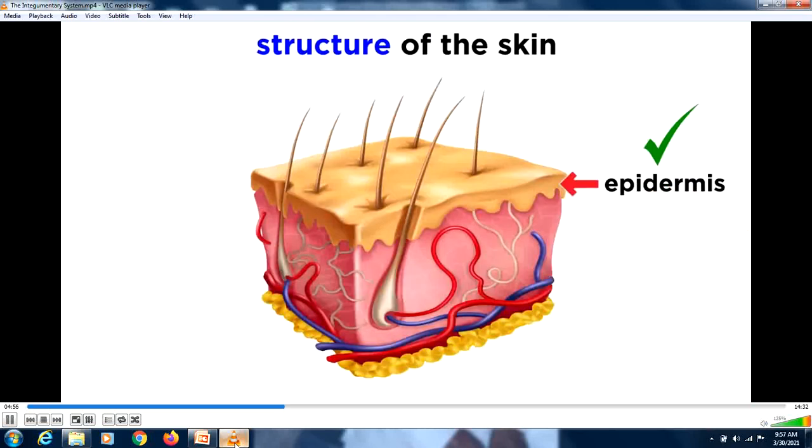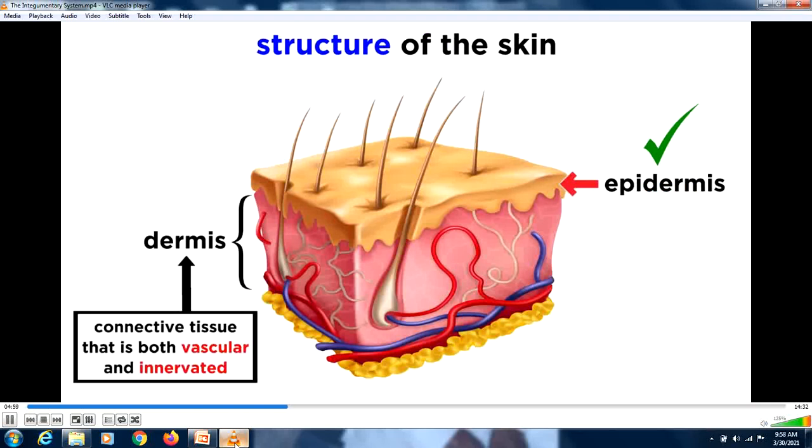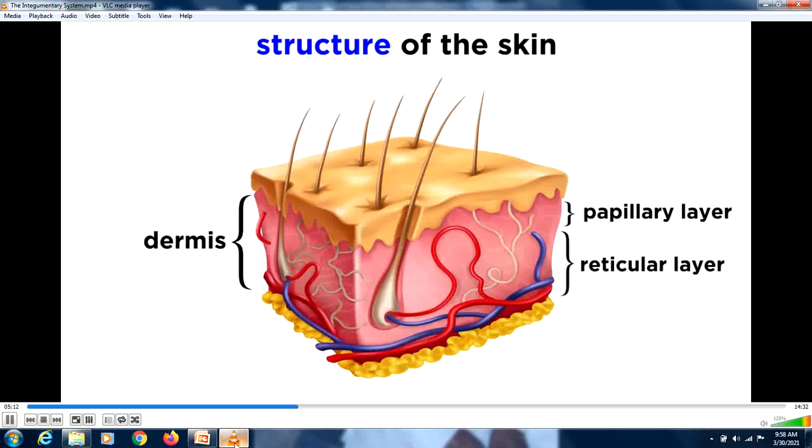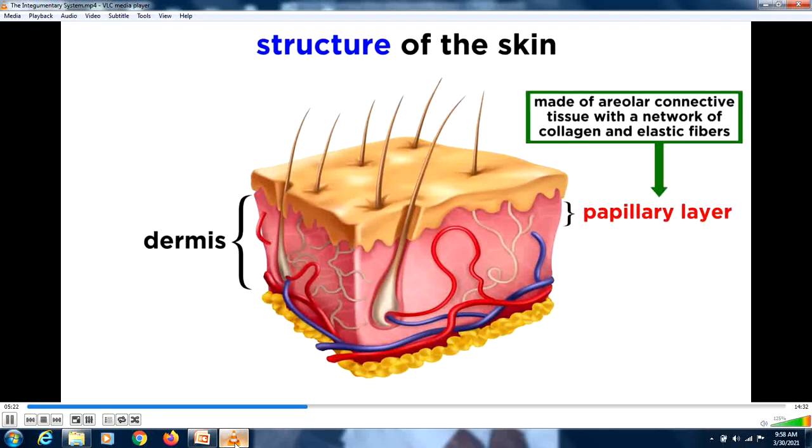With the epidermis covered, let's go a little deeper and talk about the dermis. This is made of strong and flexible connective tissue and is full of nerves and blood vessels. This is also where hair follicles begin. The dermis has 2 sections, the papillary layer and the reticular layer. Descending from the epidermis, we enter the papillary layer, which is very thin, made of areolar connective tissue and a loose network of collagen and elastic fibers.